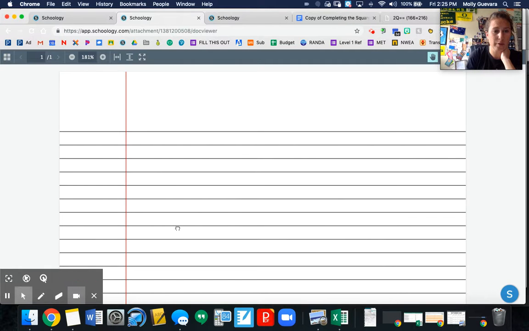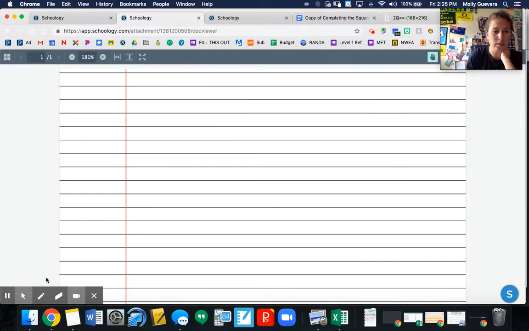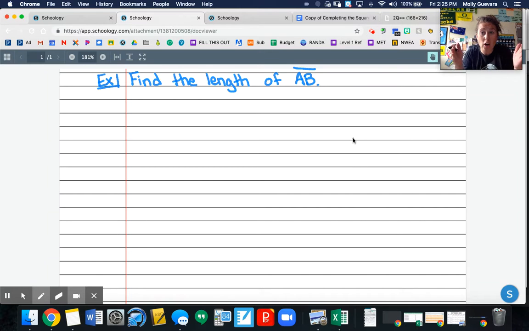I'm probably going to move this down so we get more space. So our example is: find the length of AB. Notice it doesn't say find the distance of AB. More often than not, I feel like they use the term length. So you just have to know that that means just find the distance. How long is that line segment? Find the distance from end to end.